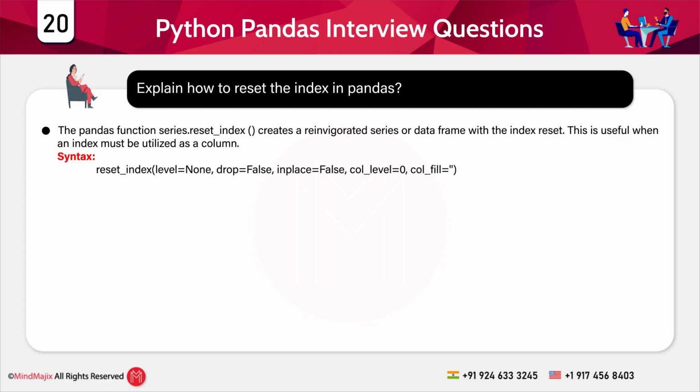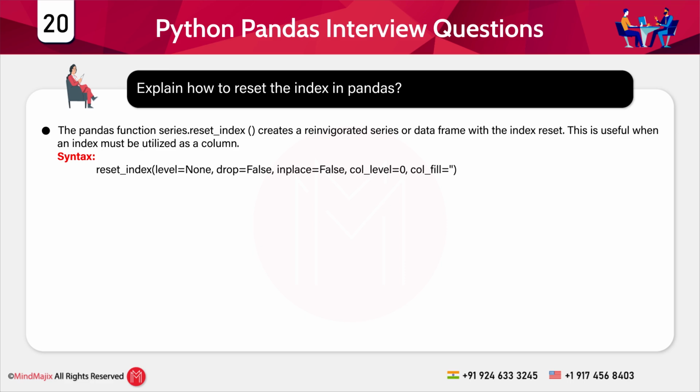So here, a pandas Series is a one-dimensional ndarray with identifiers on the axis. The identifiers do not have to be distinct, but they must be of a hashable type. The object allows both label-based and integer indexing, as well as a set of techniques for handling the index. The pandas function series.reset_index creates a new series or data frame with the index reset. This is useful when an index must be utilized as a column.